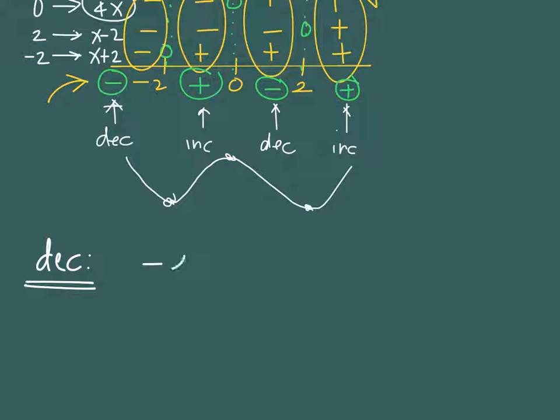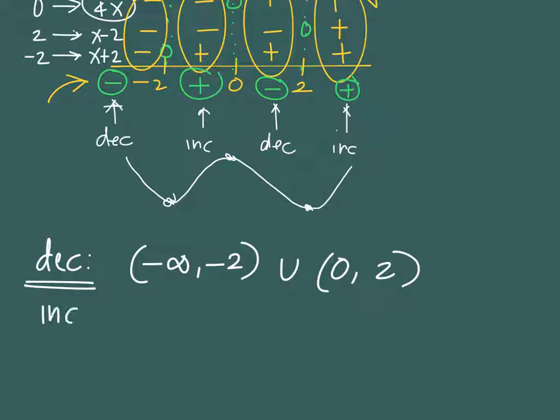Decreasing: from negative infinity up to negative 2, open, union, meaning to say 0 up to positive 2. Understood? Increasing from negative 2 to 0, union 2 to positive infinity. We're not looking for any maximum or minimum point. It is just increasing or decreasing interval.